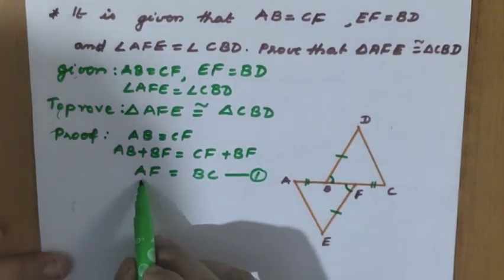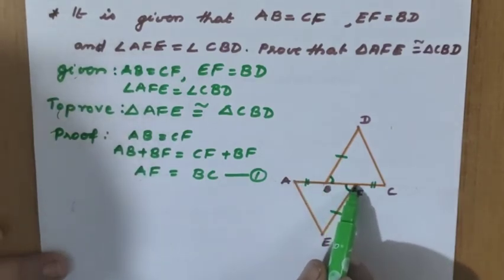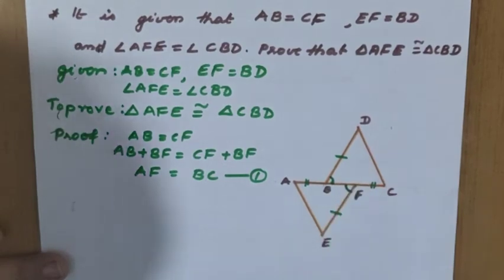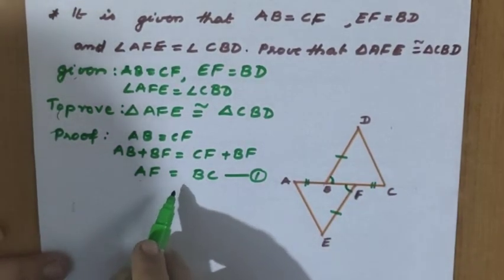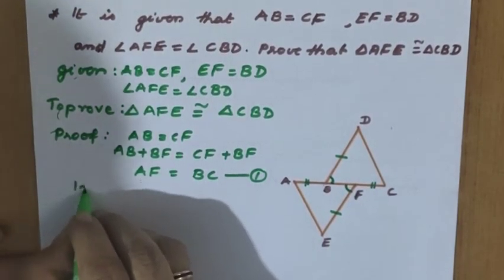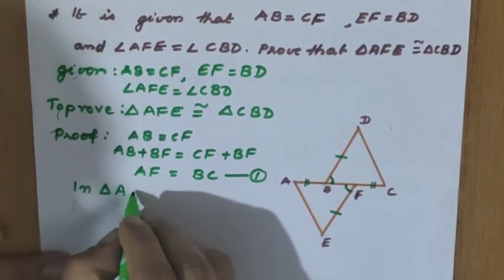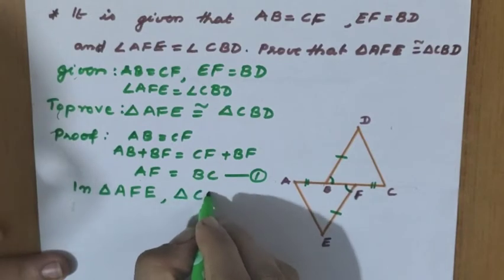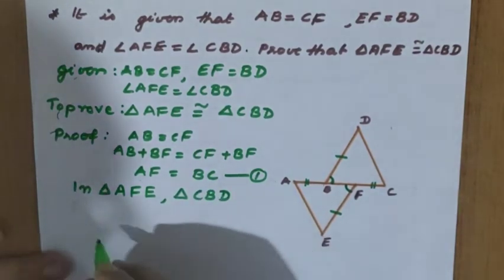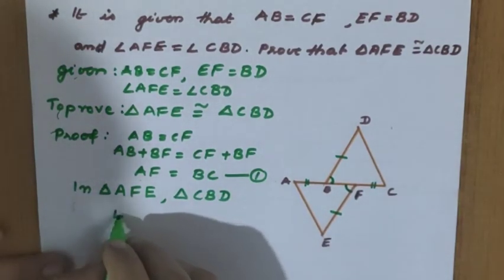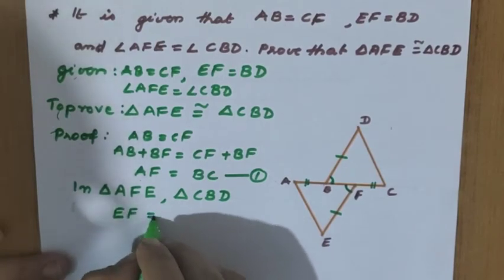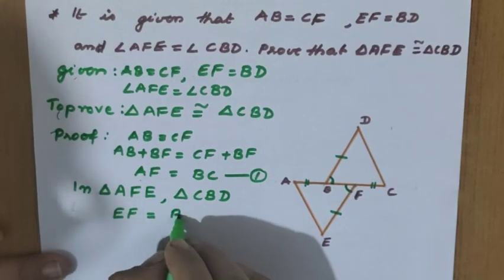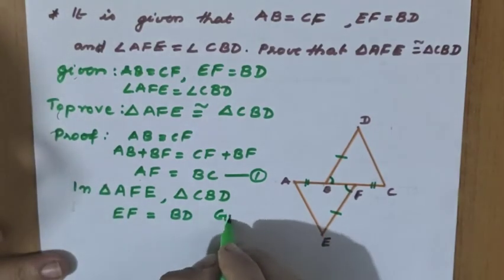And now you check, AF is the second side of the triangle AFE, and BC is also the second side of the triangle DBC respectively. So now we got this side. Now the triangles, we can write it clearly. Triangle AFE and triangle CBD. What will we take as the first equal side? There is no confusion for that one. EF equal to BD, given.